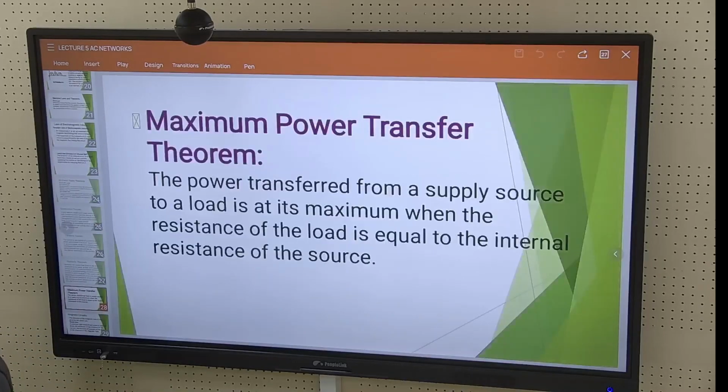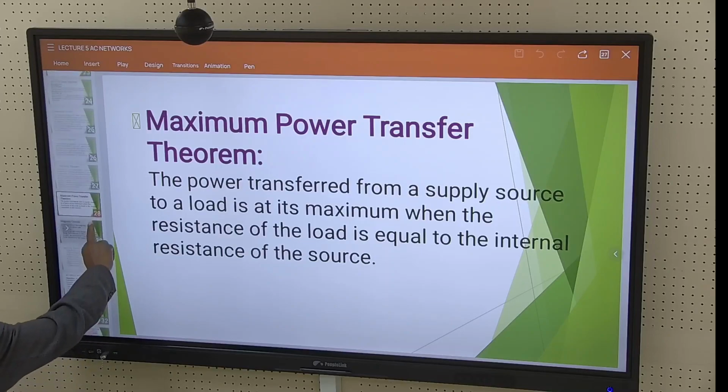The maximum power transfer theorem states that the power transferred from a supply source to a load is at its maximum when the resistance of the load is equal to the internal resistance of the source. That means when the internal resistance is equal to the load, that's the maximum power it can transmit.